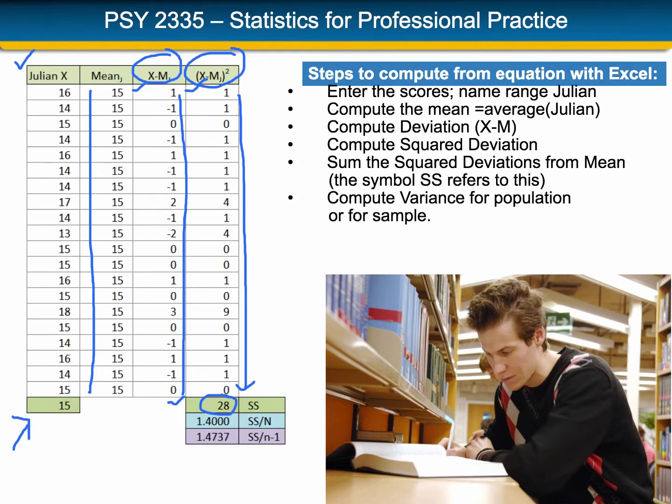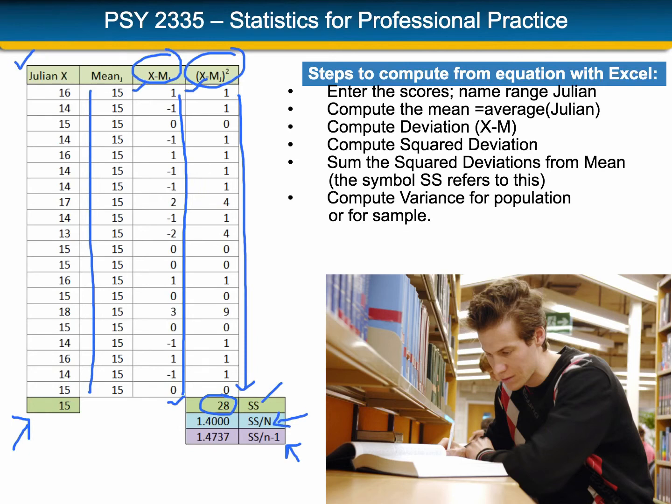This last column was score by score, the squared deviation. So when I added them all up, I got the sum. I knew there were 20 quiz scores altogether, so when I took that sum of squared deviations from the mean, represented by the symbol SS, I could divide by 20 to get the variance according to the population equation, or divide by 19 to get the variance according to the sample equation.